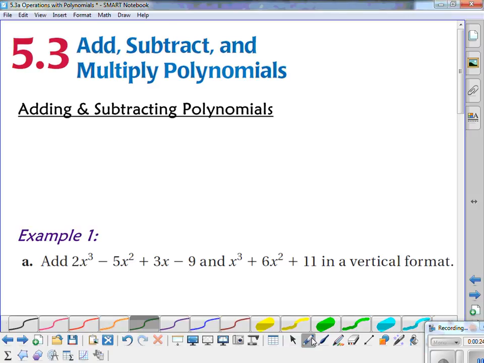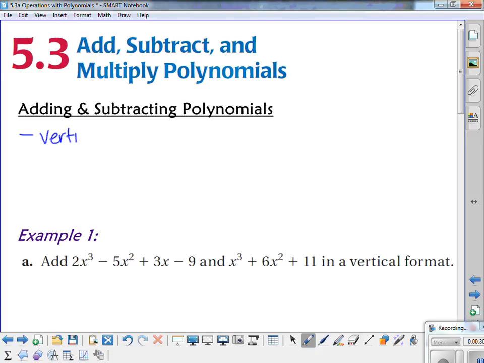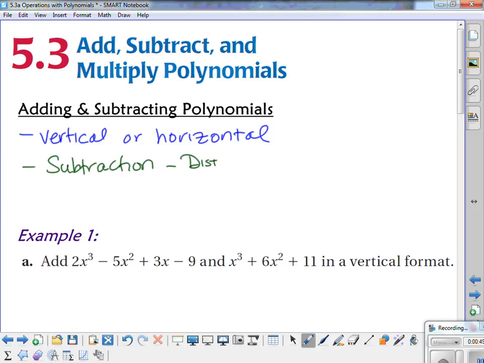So, adding and subtracting polynomials. There you can use a vertical or horizontal format, whichever you prefer. The main thing you have to be really careful of is when you're doing subtraction, you want to make sure that you distribute the negative. Don't forget that. Don't subtract just the first term, but subtract all of them. Is that enough emphasis for you to get it?